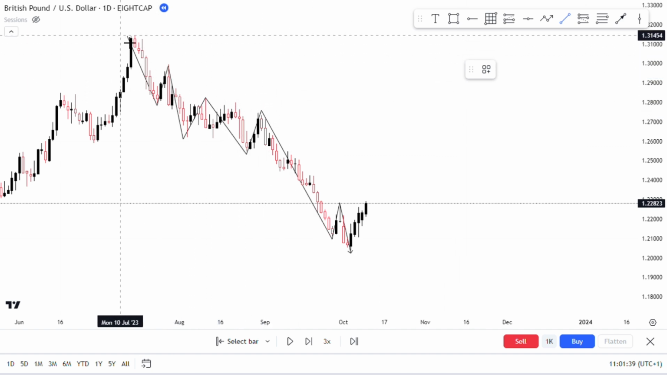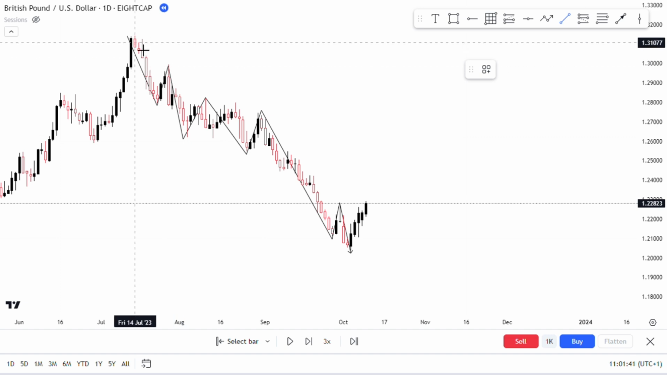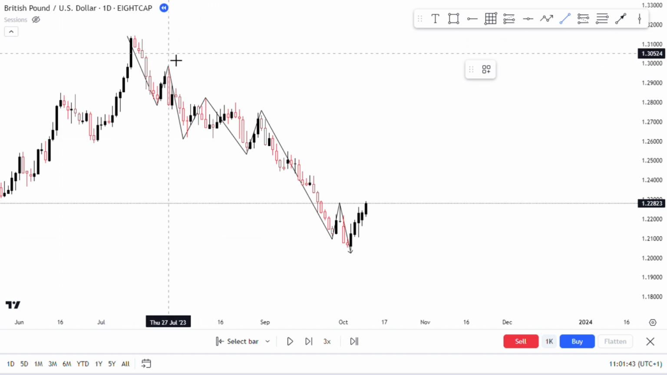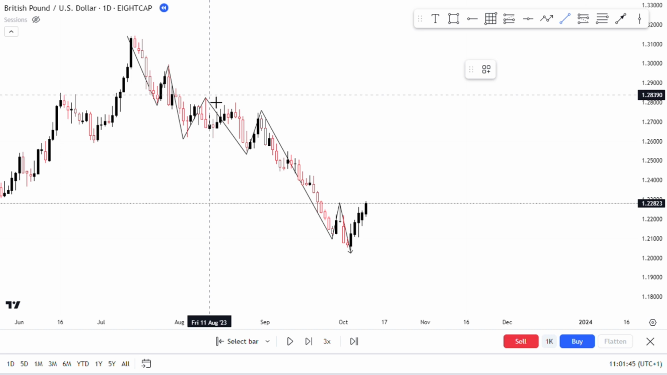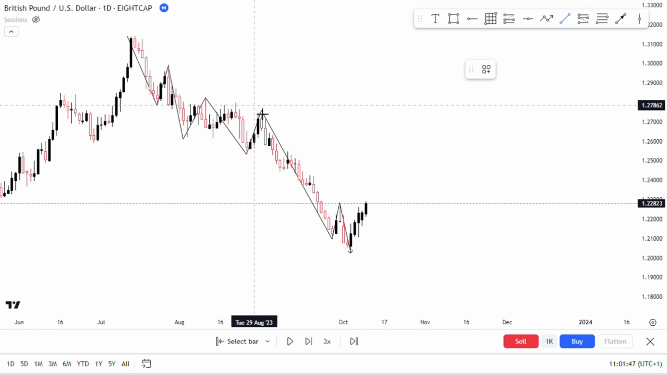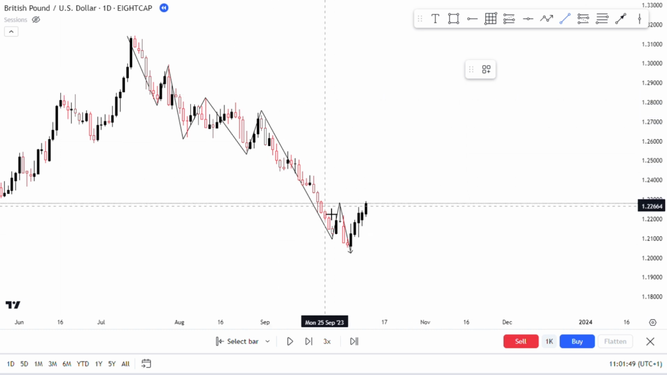If you check, you can see that price is respecting every previous high. You can see that this high right now is not going above this previous high, and also this side is not going above this previous high, and this side is not going above this previous high. But what happened here, you can see that price ended up going above this previous high here. So we have a break of structure.